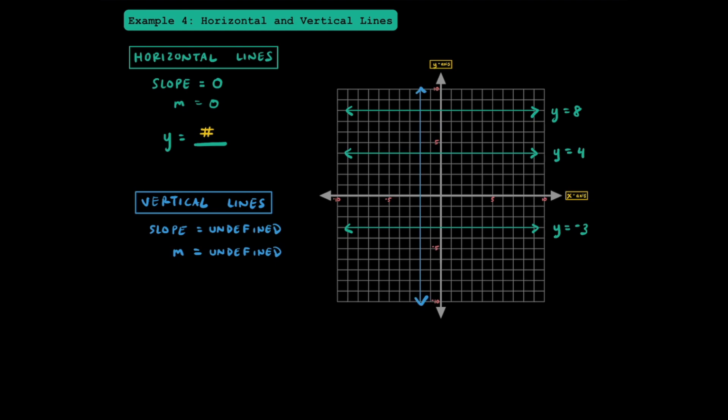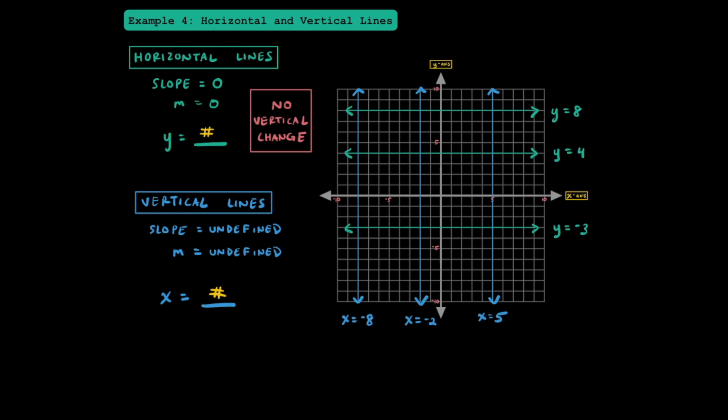The equation of this vertical line is going to be x is equal to -2. The equation of this vertical line is just x is equal to 5. And finally, the equation of this vertical line to the left is x equals -8. The equations of vertical lines will always look like this: x equals some number.